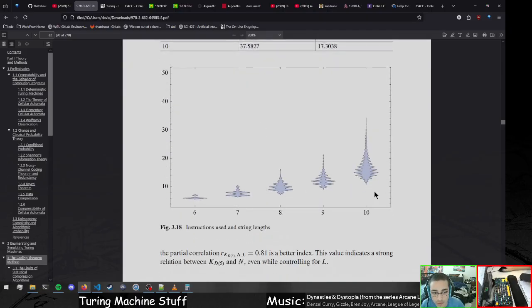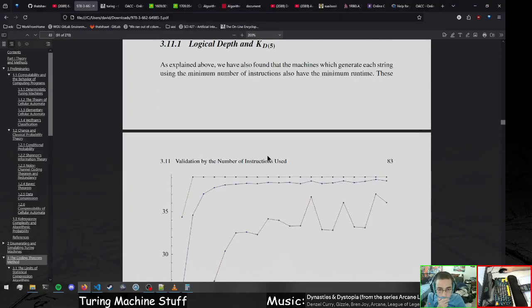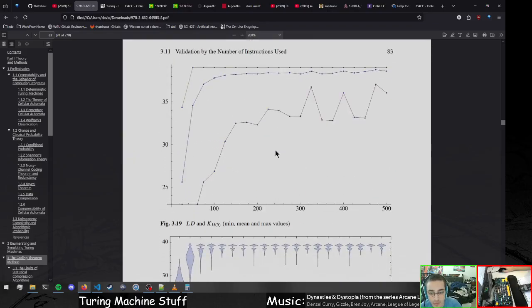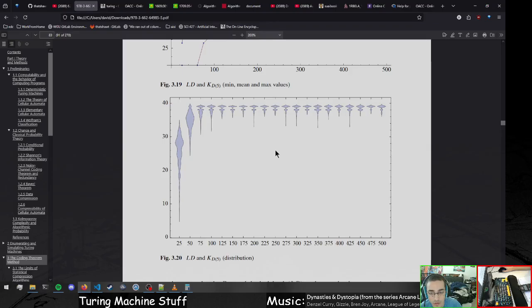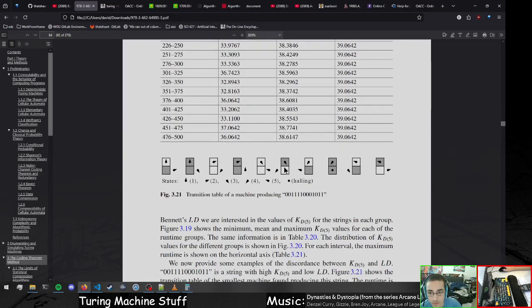Okay, so instructions used in string lengths. So you can generate more higher string lengths with this. I don't know what logical depth means, but yeah. Machines which generate each string using the minimum number of instructions also have minimum runtime. Okay. That's cool.